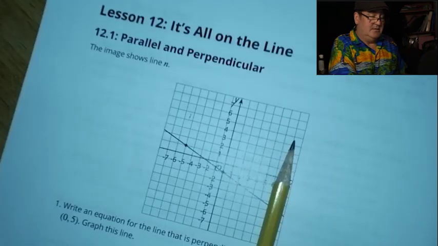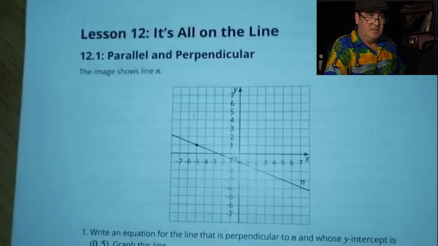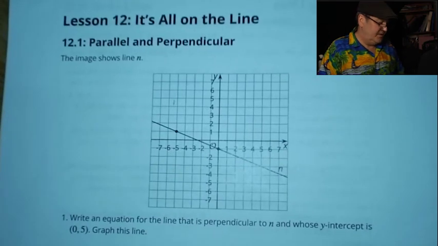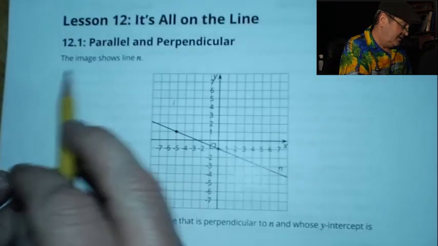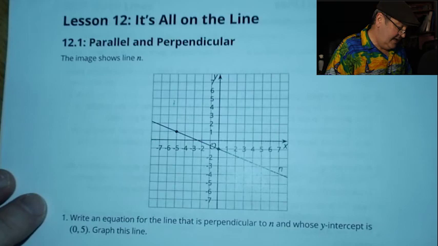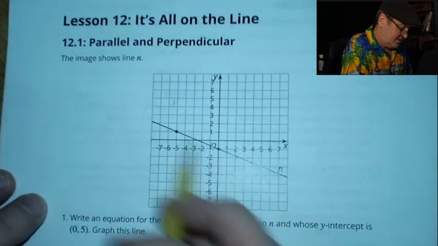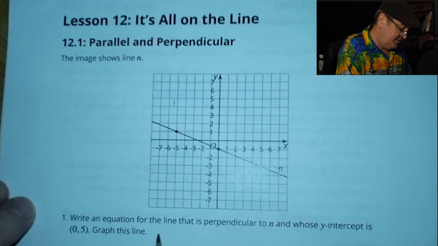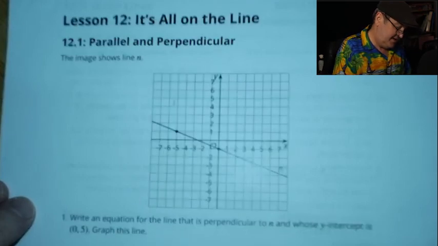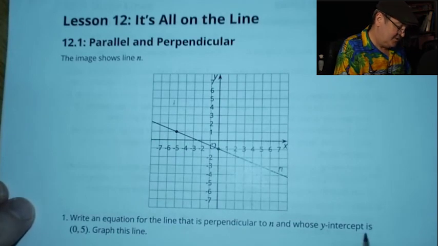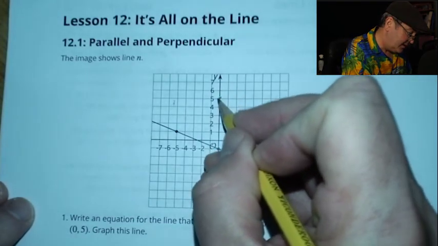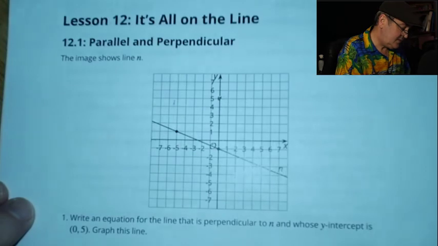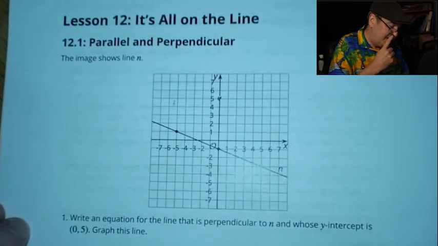All right, lesson 12. It's all on the line. Parallel and perpendicular. The image shows line n. That's the line that is already graphed for us right there. We're going to write an equation for the line that's perpendicular to n, and the y-intercept is at (0, 5). So we want the y-intercept to be right here, and we'll need to graph that after we write the equation.